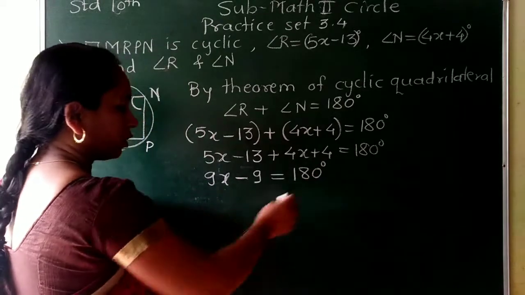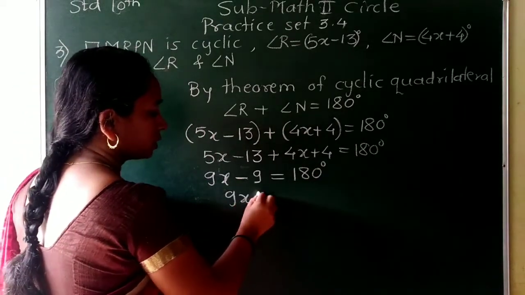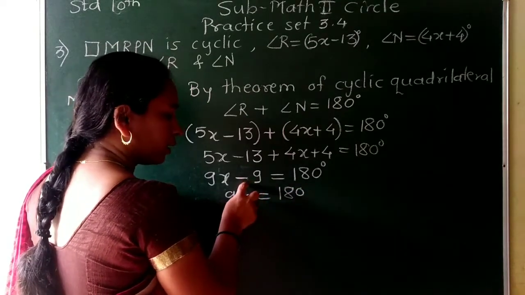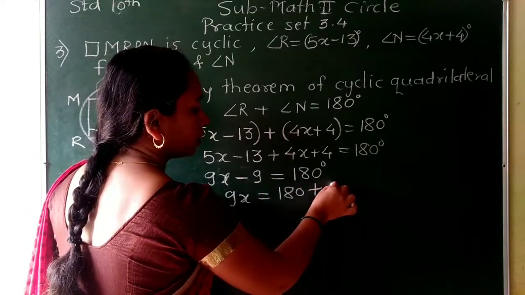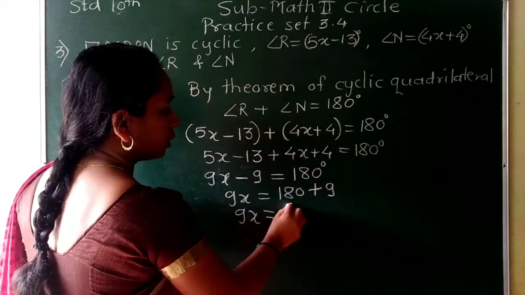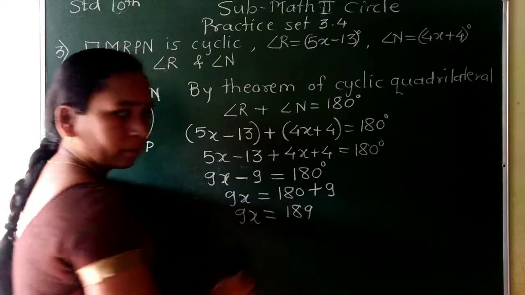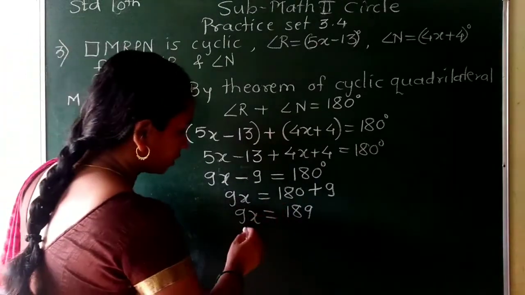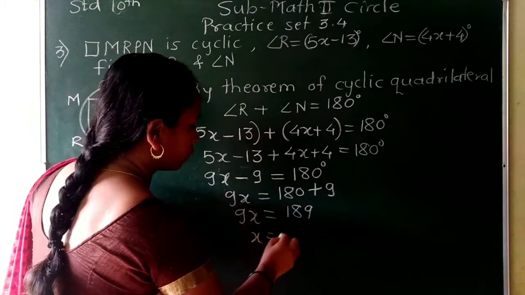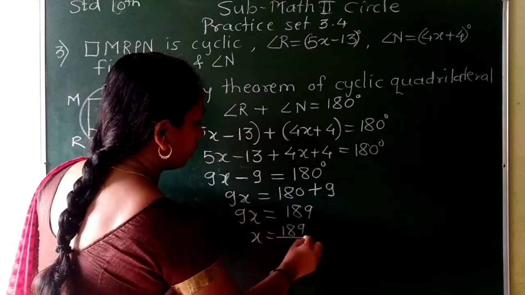Transfer the 9 to the other side. So 9x is equal to 180. The 9 is negative, so when it goes over here, it will be positive. 9x is equal to 189. Now transfer the 9 to the other side, so x is equal to 189 divided by 9.